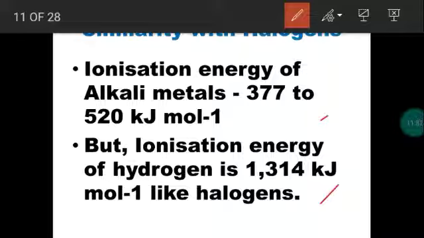But what about hydrogen? Hydrogen has high ionization energy like a halogen. It has 1314 kilojoule per mole. I have already told the reason. The electron is present in the first shell, which is closer to the nucleus. The proton in the nucleus has more attraction towards the electron, so the electron cannot be easily removed. We need more energy. So the ionization energy of hydrogen is very high, like halogens.